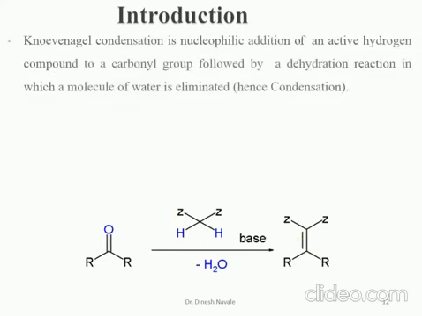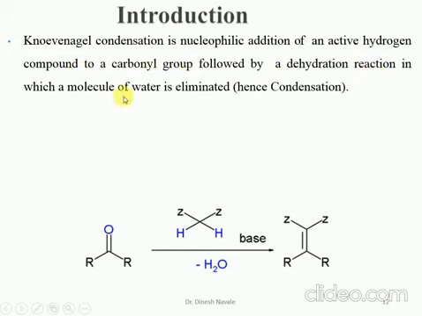Knoevenagel condensation. So Knoevenagel condensation is a nucleophilic addition of an active hydrogen compound to a carbonyl group followed by the dehydration reaction, in which a molecule of water is going to be eliminated. So this will be called as what? Knoevenagel condensation. In this reaction there is an elimination of a water molecule, so it will be called as what? Condensation.